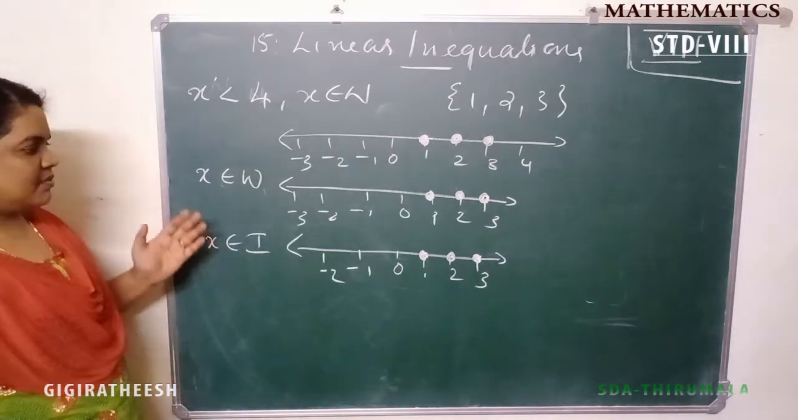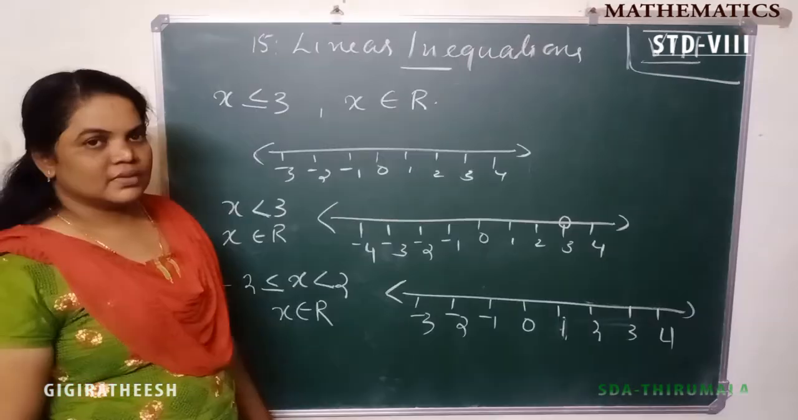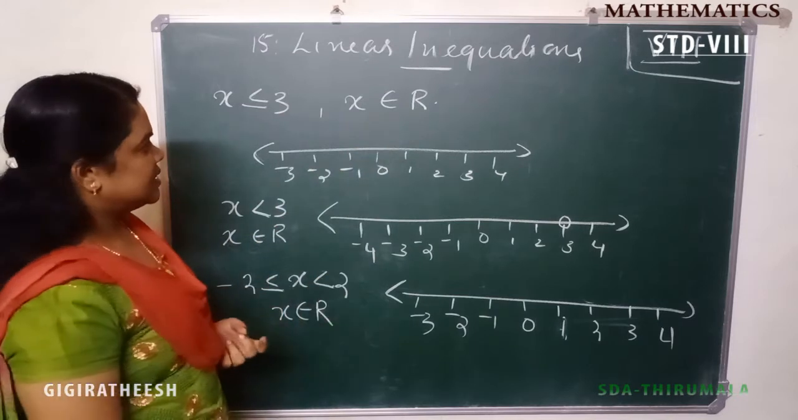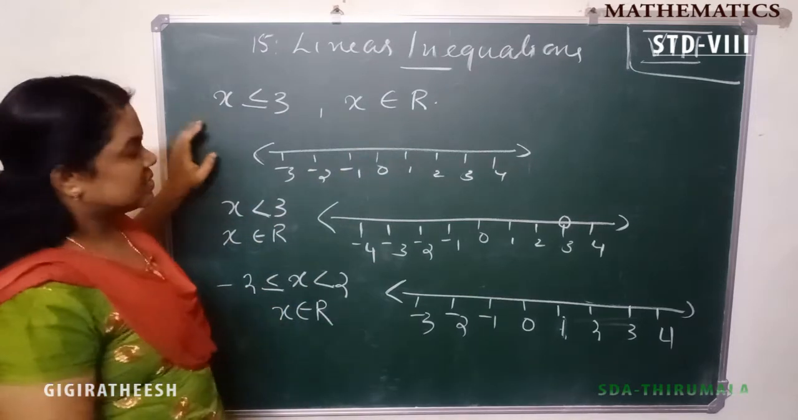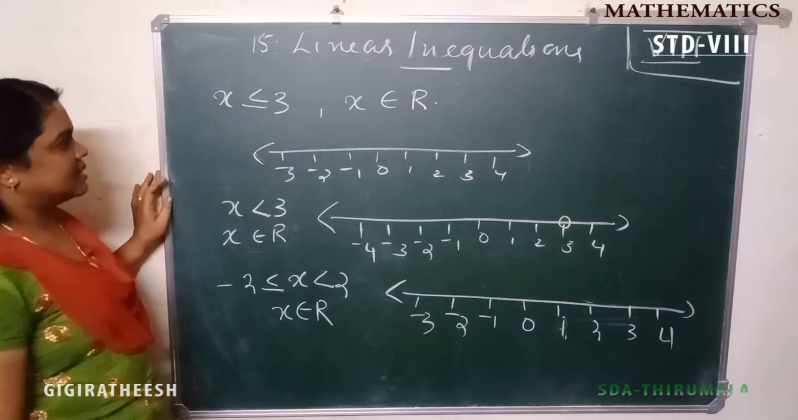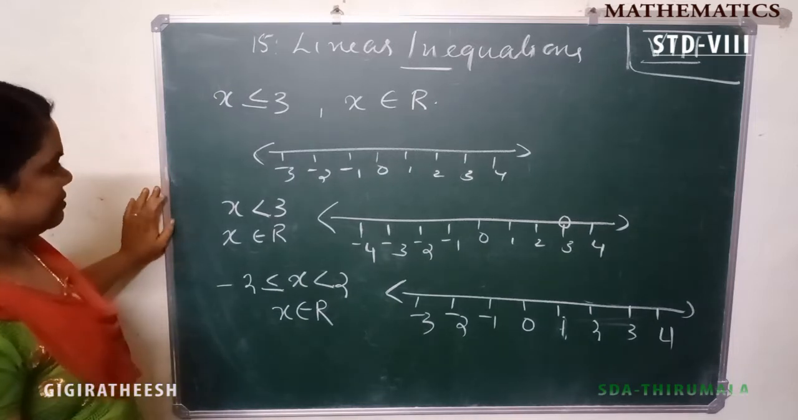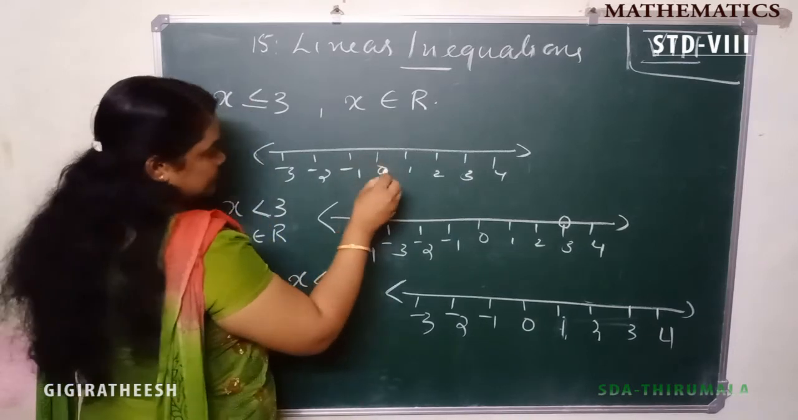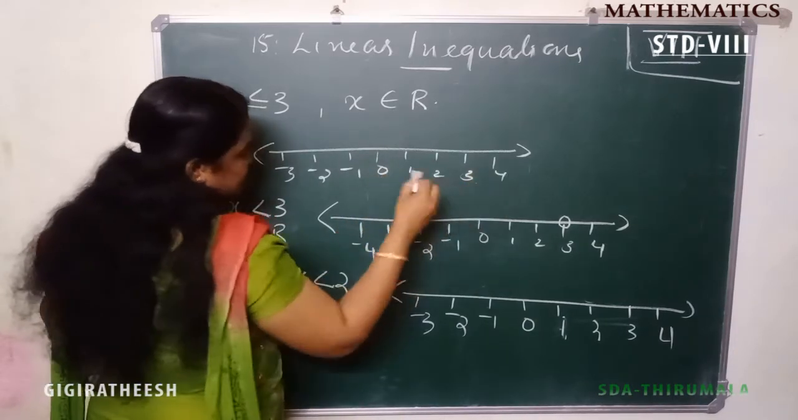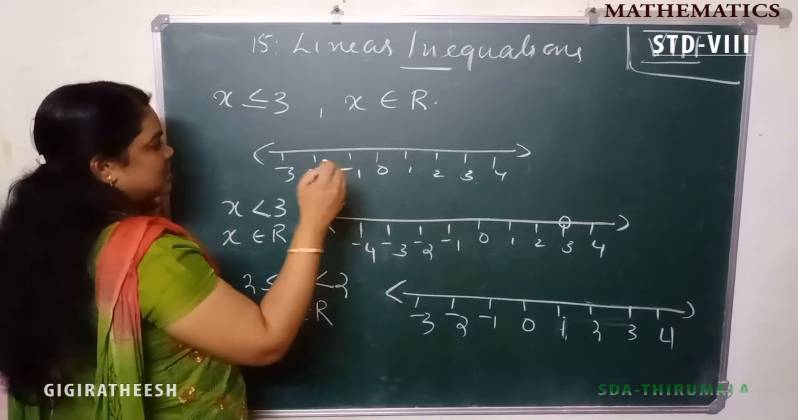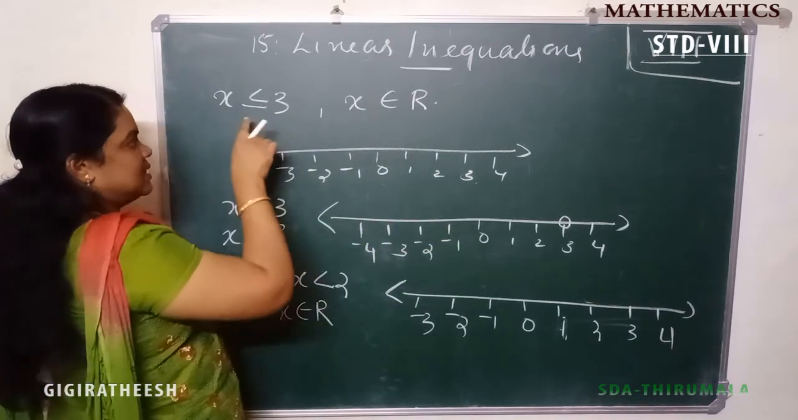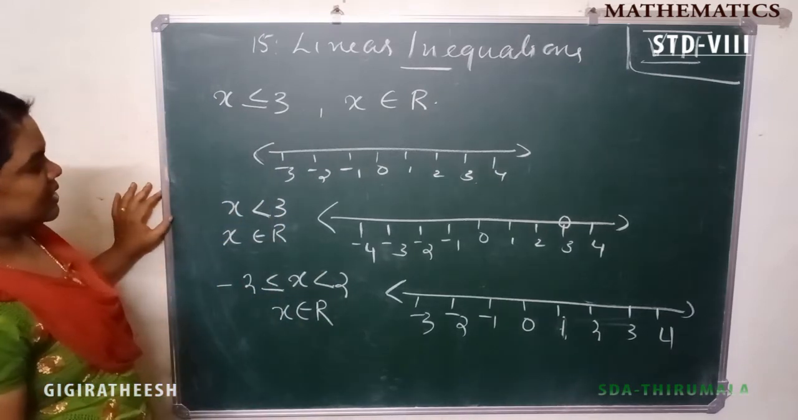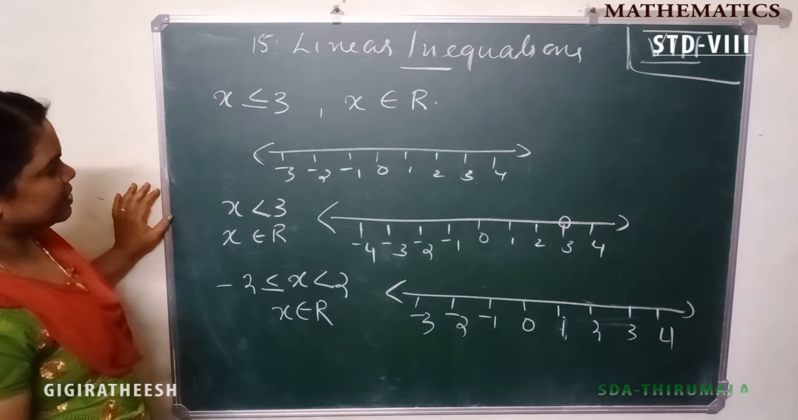Let's see how we can represent this for real numbers. Here are some examples based on real numbers, that is x an element of real numbers. The first question is x less than or equal to 3, x an element of real numbers. This is the number line, from 0, 1, 2, 3, 4, etc., the positive numbers, and on the left side the negative numbers.